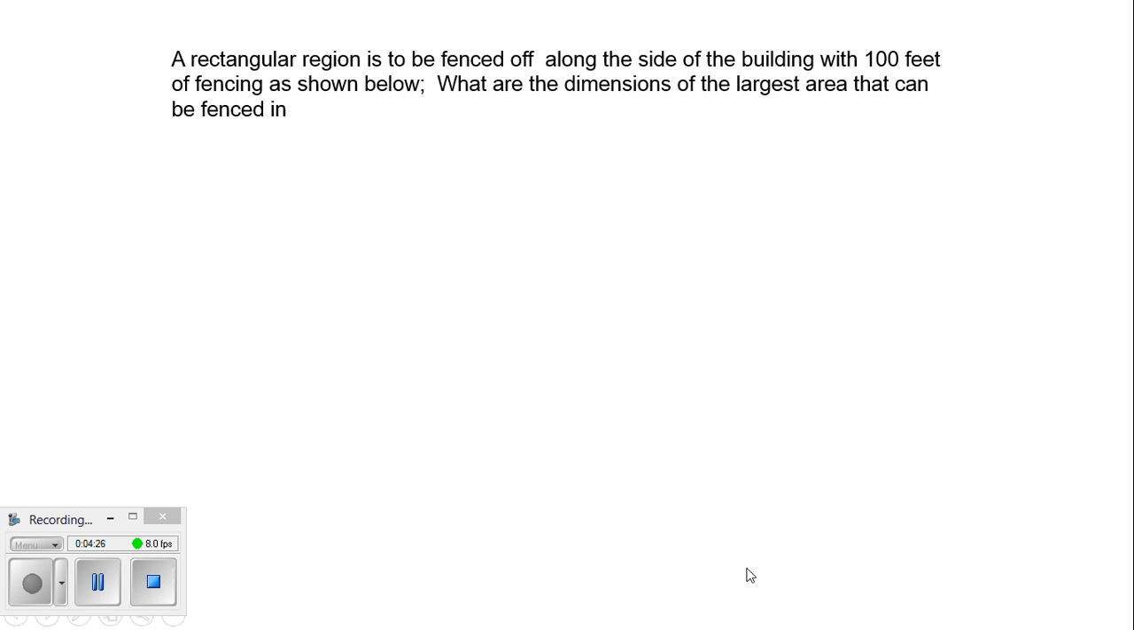Here's another follow-up problem of the same variety, okay? So the rectangular region is to be fenced in. But we only need three sides of the fence because the building, which is going to serve as a fourth side, is going to be a barrier.